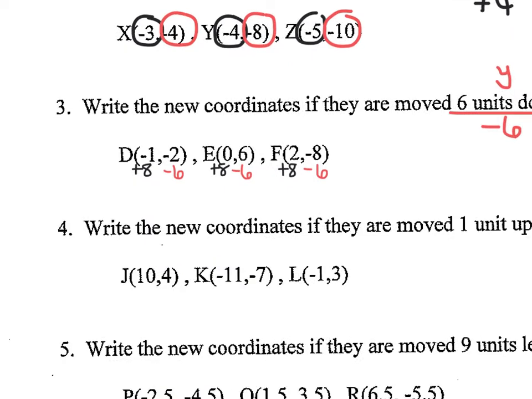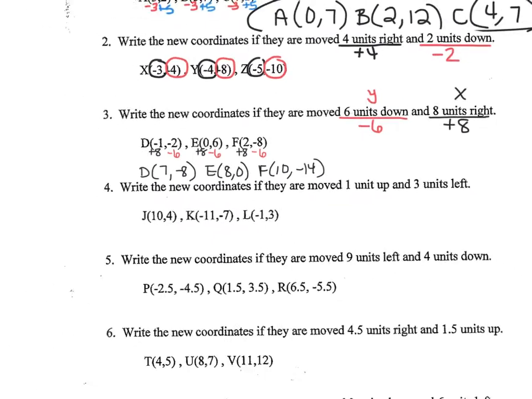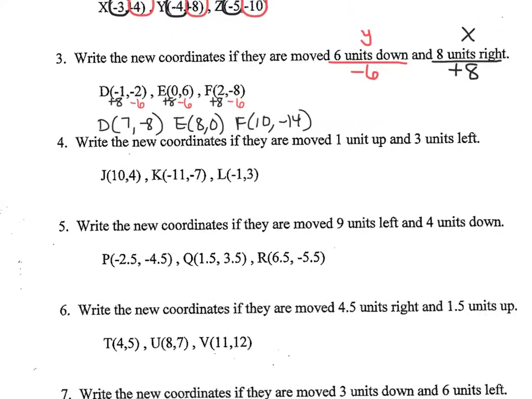So then if we go to rewrite the new coordinates for D, negative 1 plus 8 would be 7. Negative 2 minus 6 would be negative 8. And there's my new coordinate. That's all we're doing. The new E, 0 plus 8 would be 8. 6 minus 6 would be 0. F, 2 plus 8 would be 10. And negative 8 minus 6 would be negative 14. And that's it.